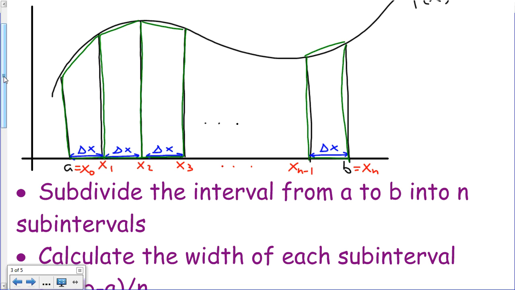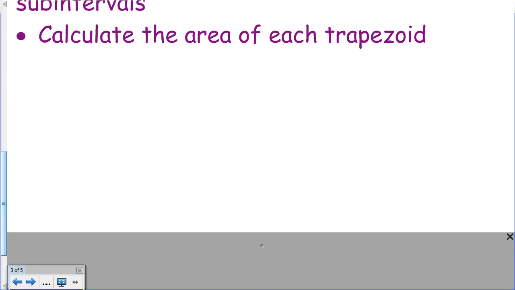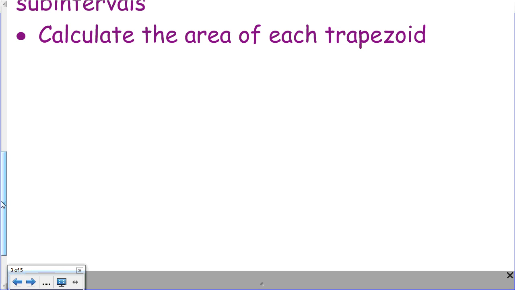Now remember, to calculate the bases of these trapezoids, the parallel sides, it turns out that this is equal to f of x sub 0. This is equal to f of x sub 1. This is f of x sub 2. This is f of x sub 3, and so forth, all the way up to the very last ones at f of x sub n minus 1 and f of x sub n. Those are the heights. All right, so we can calculate the area of all these trapezoids and add them up. Because it's the trapezoid rule, we call it T, and because we're using n trapezoids, we write it as T sub n.